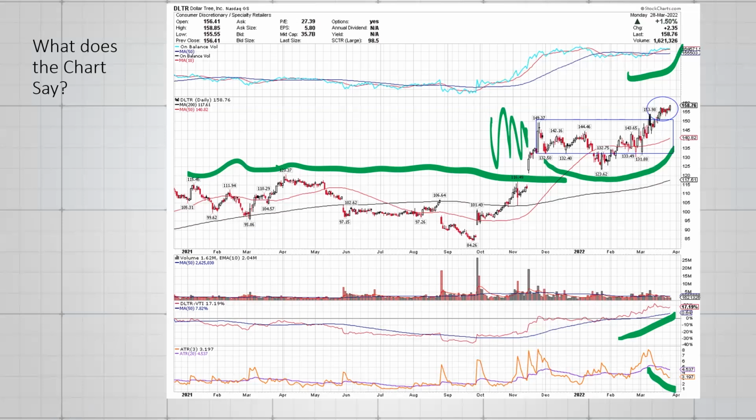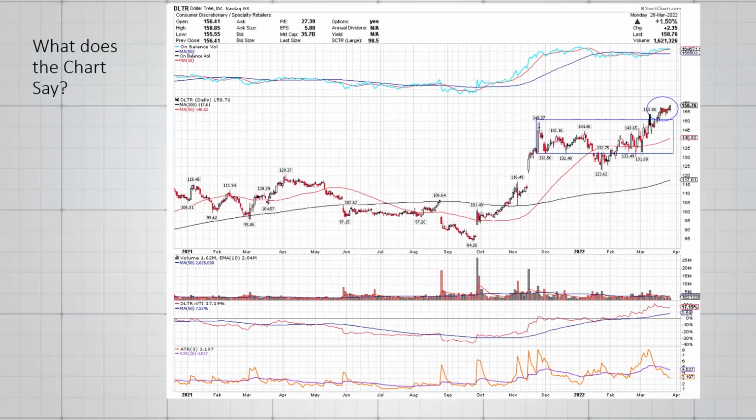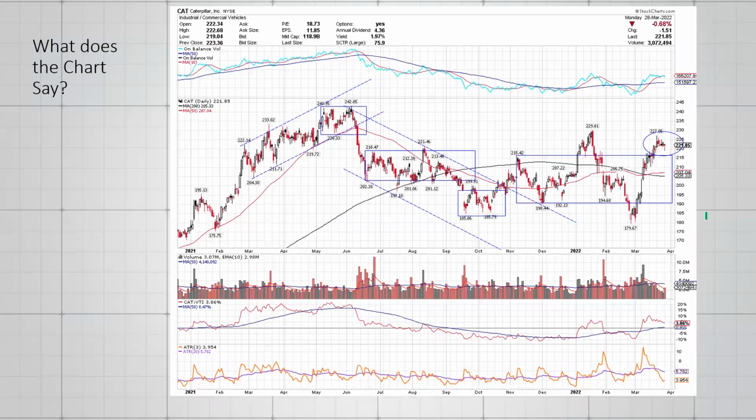Absolutely, absolutely. And again, we ask for the characteristics of price, which are typical of this type of position in the world of Wyckoff, of backing up after a breakout, and we got it. Very, very interesting. Our next stock, Caterpillar, big name out there, coming out of a tough period. I'm a cat owner myself, and I like what I see here. What do you think, Professor?